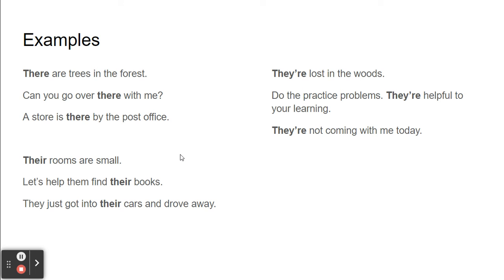Let's help them find their books. Here we're talking about books that belong to them again. And we have, they just got into their cars and drove away. Here the cars belong to them again.